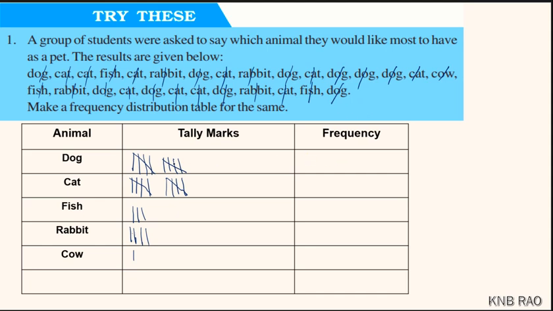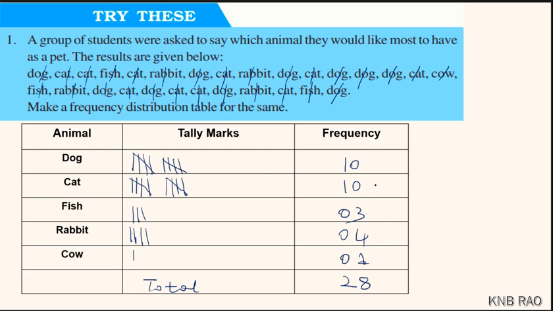Here now we will count frequencies. Frequency, 5 bunches are there. So, frequency of dog is 10, frequency of cat, again 5 bunches are there in tally marks, so 10, fish only 3, rabbit 4, cow only 1. So, the total number of students that were asked is 10 plus 10 is 20, 20 plus 3 plus 4 plus 1 is 28 members.